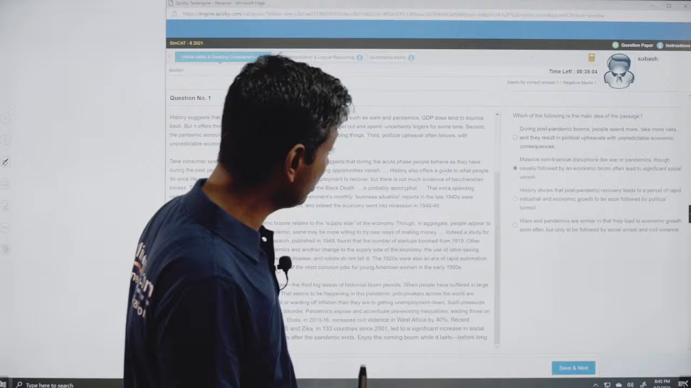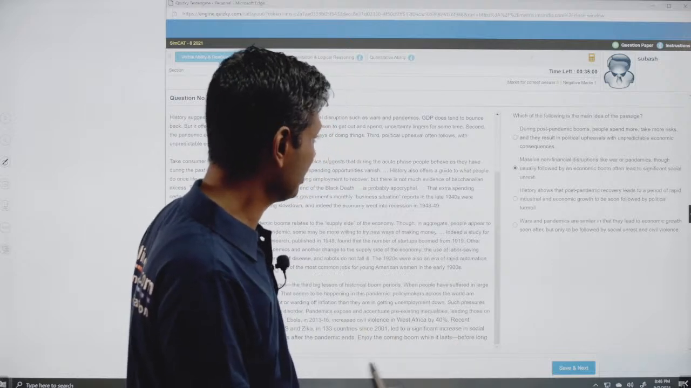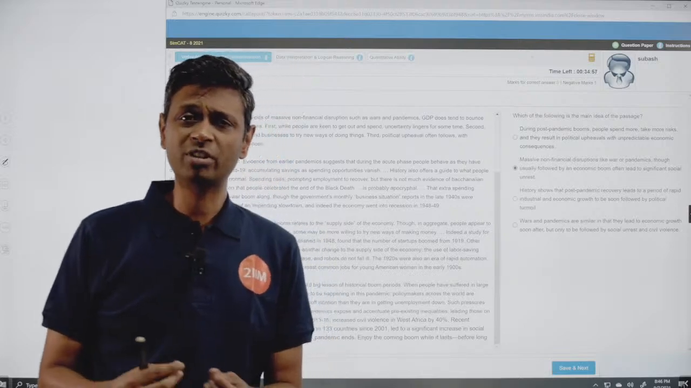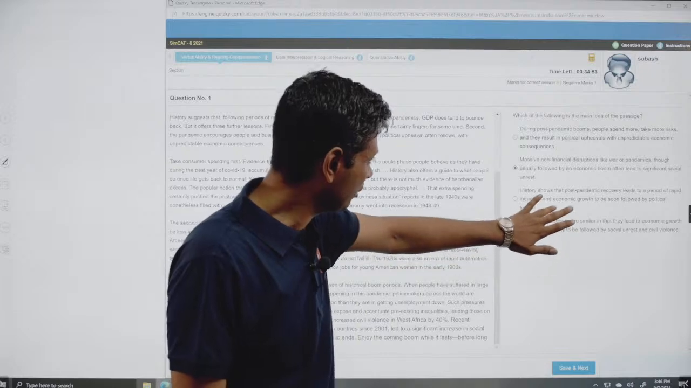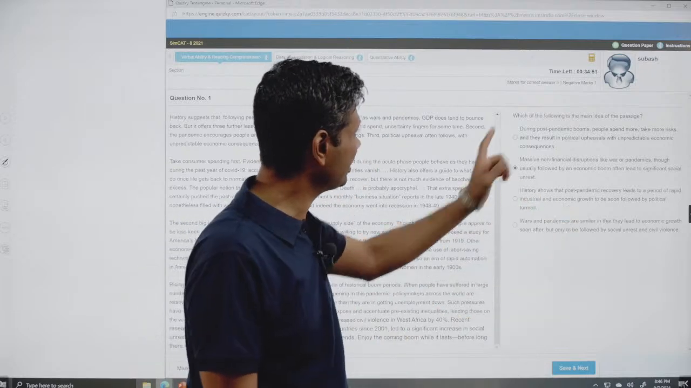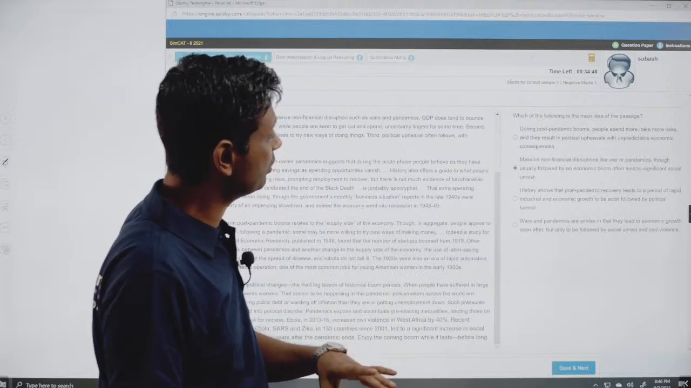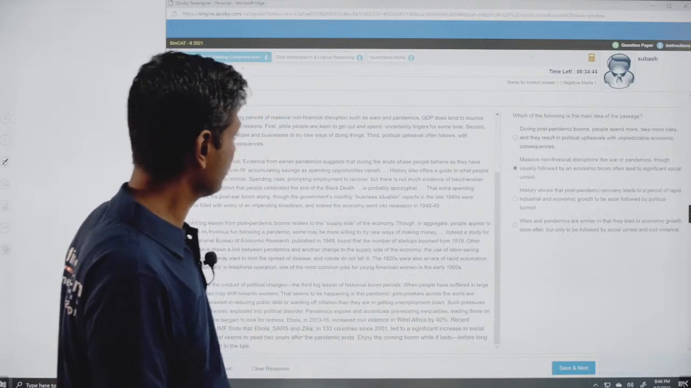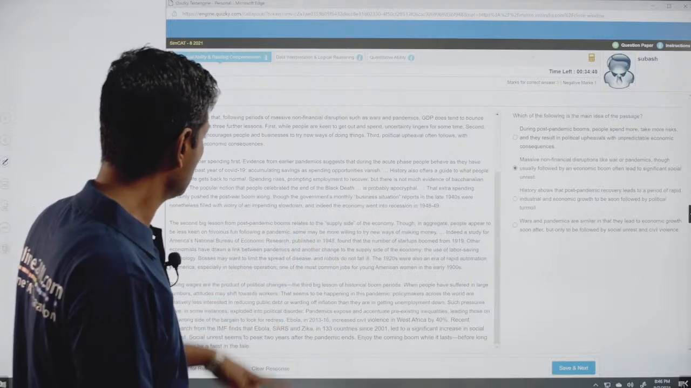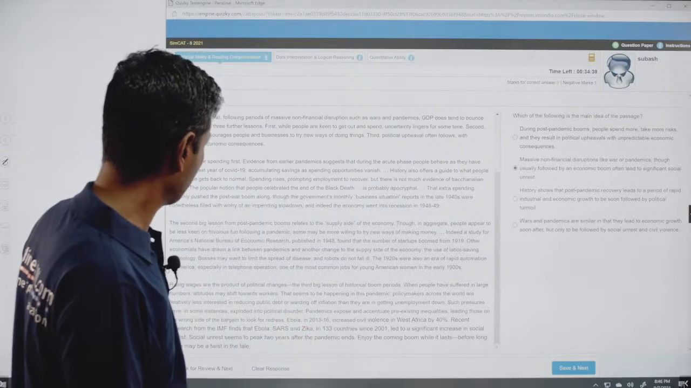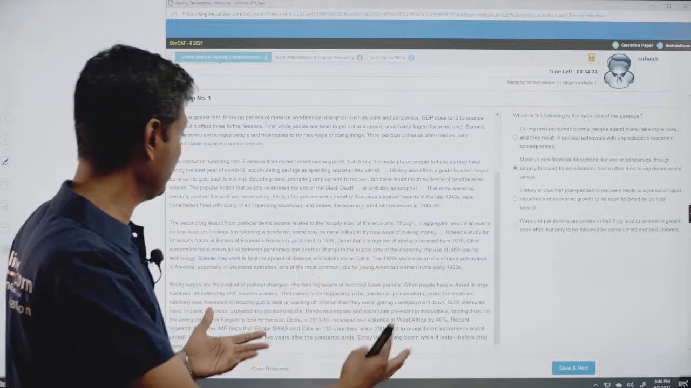Wars and pandemics are similar in that they lead to economic growth soon after, but only to be followed by social unrest and civil. I don't like this. It's not talking about the similarity of wars and pandemics, but the takeaway from that. So I'm eliminating this. Here, political turmoil is not evidence. Here it says spend more, take more risk, and they result in political upheavals with unpredictable economic consequences. I don't think it's the excess risk taking or excess spending that leads to this. Nobody was celebrating, everybody was studying, everybody was spending, all good.